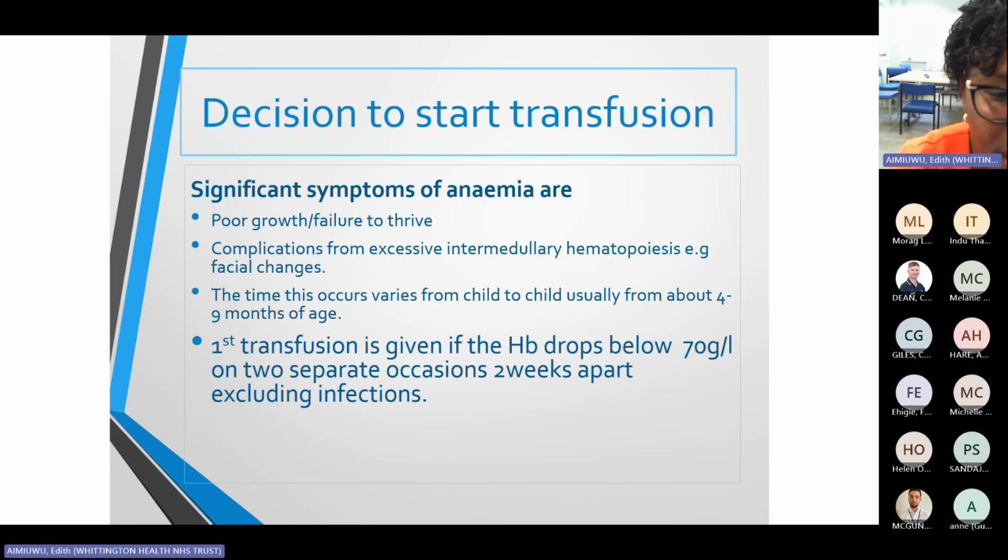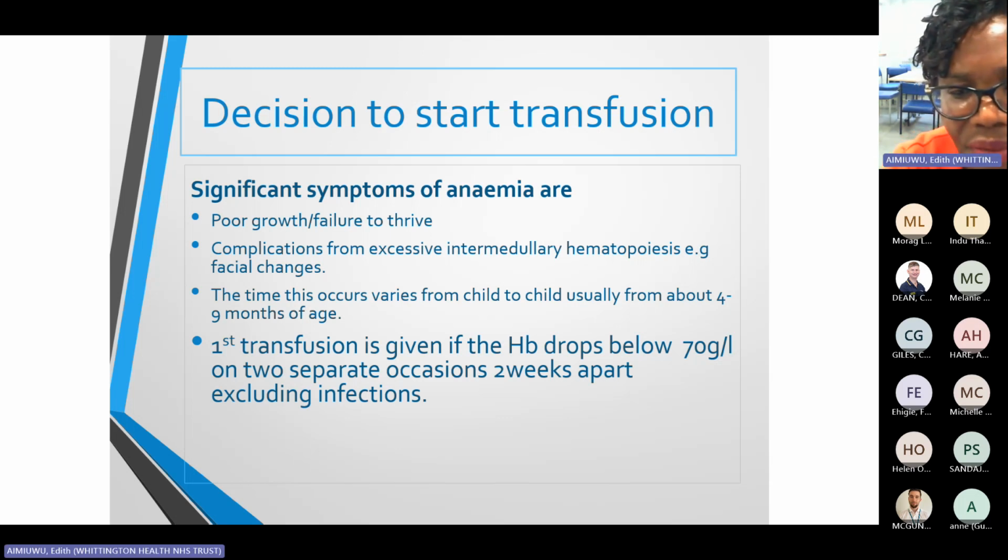And subsequently the complications from excessive intramedullary hematopoiesis, which we can detect by facial changes. What is their facial change? Is there bossing? Is there bossing of the forehead or the cheekbones? And this carries on, and this varies. The time you will require this might vary from child to child, from 4 months to 9 months of age.